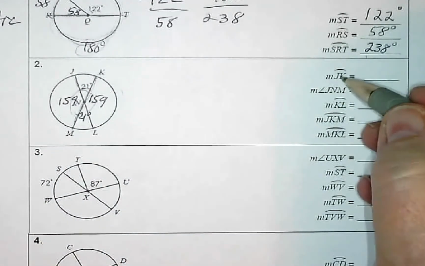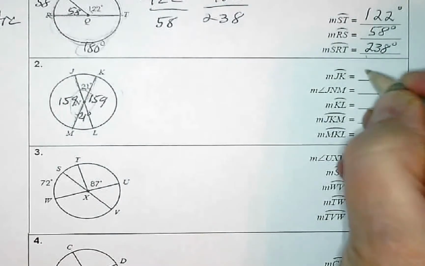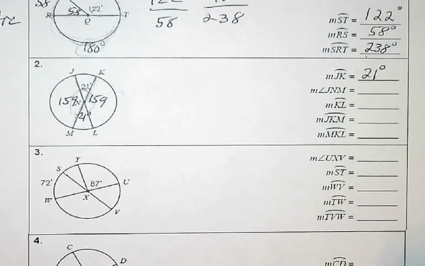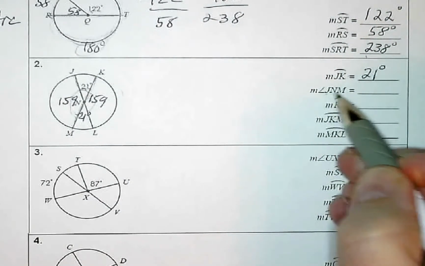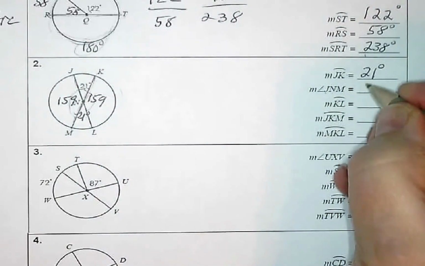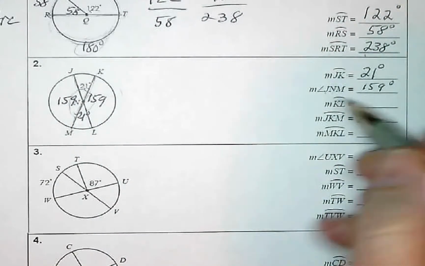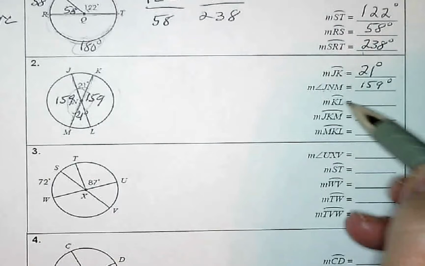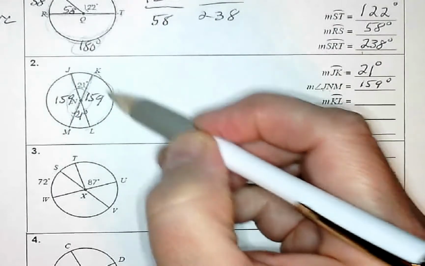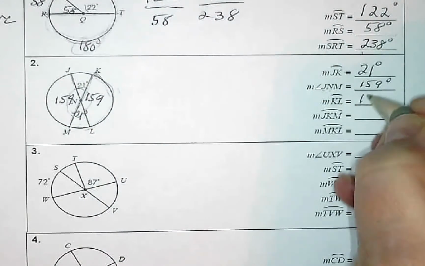So let's go answer some questions. Arc JK. JK goes with this angle here, 21 degrees. Angle JNM. JNM, that angle is 159. Arc KL, remember if it's an arc, we're going on the outside edge here, but it's going to be the same thing as the angle. KL is going to be 159.